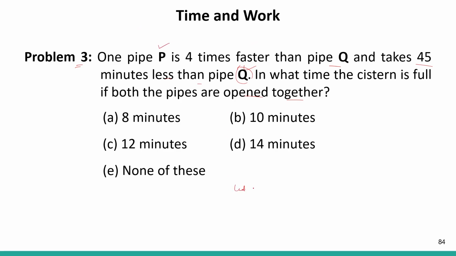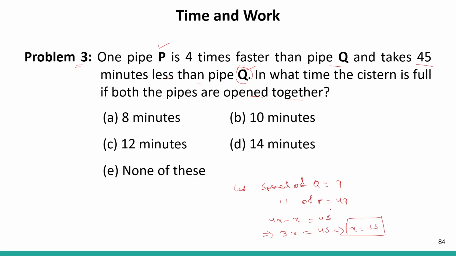Let the speed of Q be x, or the time for Q is 4x. Let it be x, the speed of this be x. So the speed of P is equal to 4x, and their difference, 4x minus x, is equal to 45 minutes. So 3x is equal to 45. So this implies that x is equal to 15.